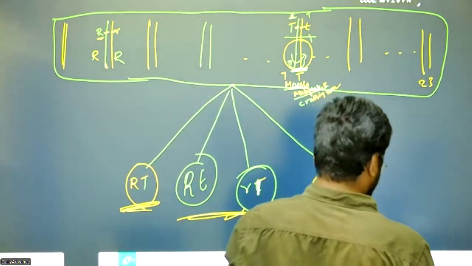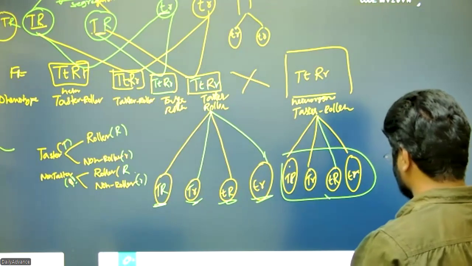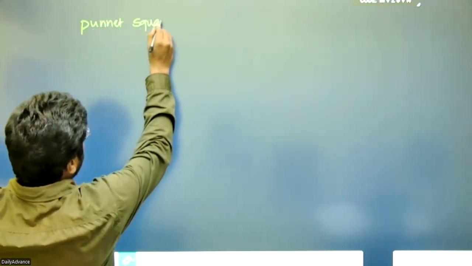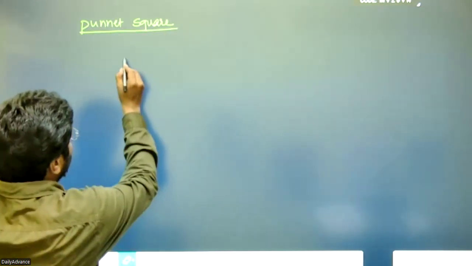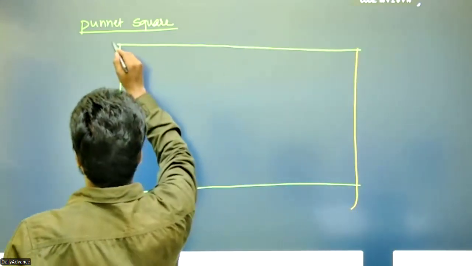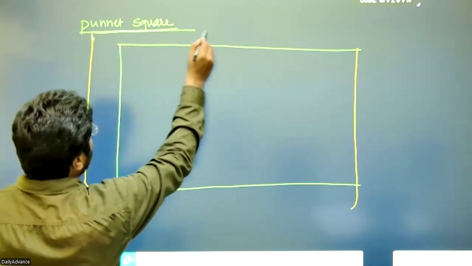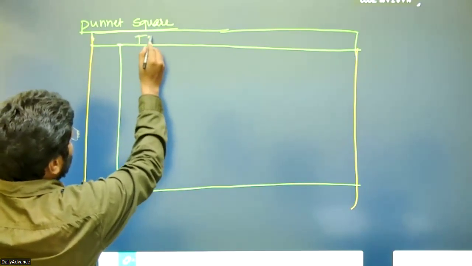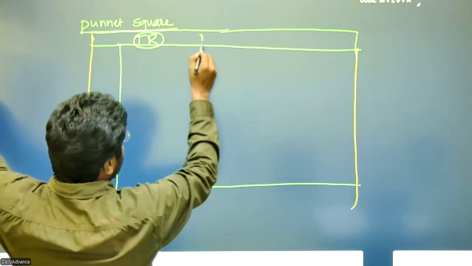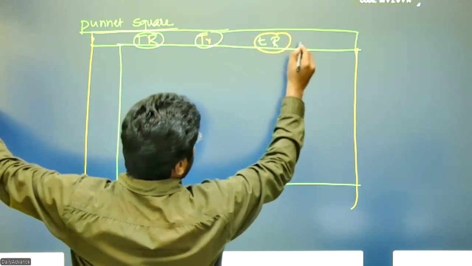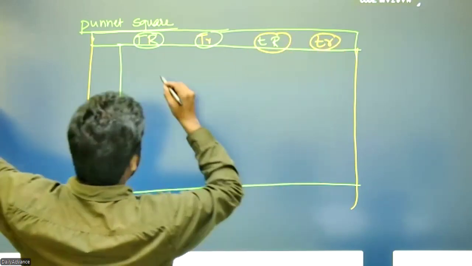Understand? Now we have to see these 4 one by one. This we call a Punnett square. A Punnett square means we will take 4 gametes. What are these gametes? Capital T capital R, one gamete. Capital T small r. Third, small t capital R. Small t small r. 4 gametes.